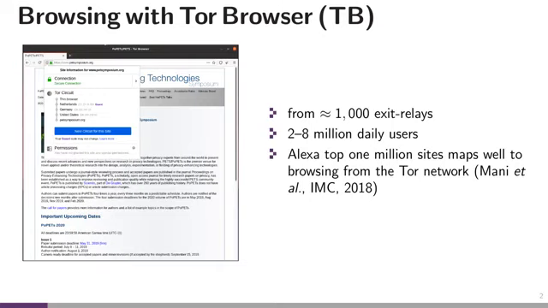And thanks to a study by Mani et al. in 2018, we know that the websites that are visited by users of Tor browser map very well to the so-called Alexa top 1 million most popular websites online. So in other words, we know that the users of Tor browser visit basically the same websites as, say, a Chrome user or a Safari user. This detail will matter a lot later.